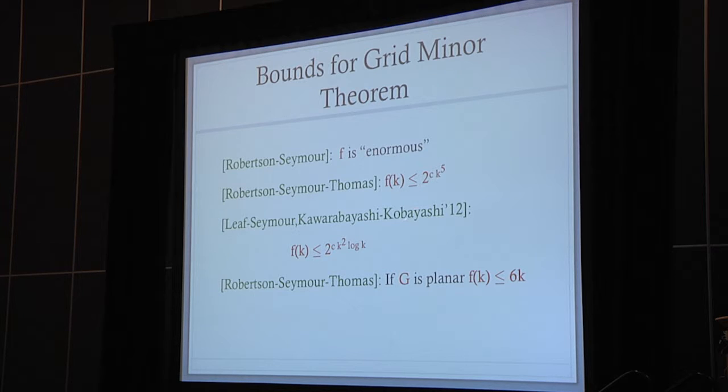More recently, this k to the 5 has been improved to k squared log k by Leaf and Seymour and Kawarabayashi and Kobayashi. Robertson, Seymour, and Thomas also showed that if G is a planar graph, then f of k is at most 6k. So the reason why a planar graph has large tree width is because there's really a big grid sitting there, and the relationship is very tight. The size of the grid is tree width over 6, basically. It's a very close relationship between tree width and grids in planar graphs, while in general graphs, this has been pretty poor, exponential.